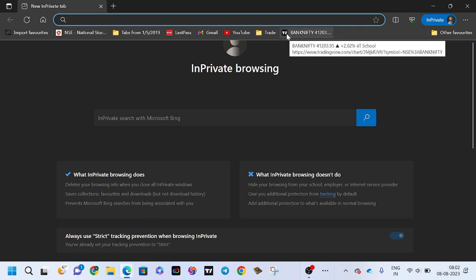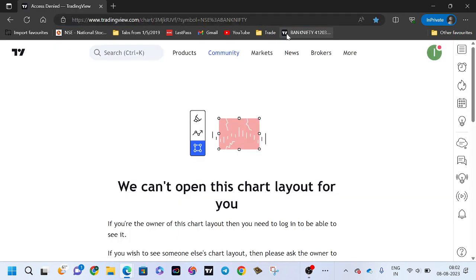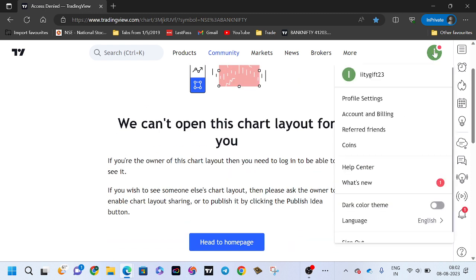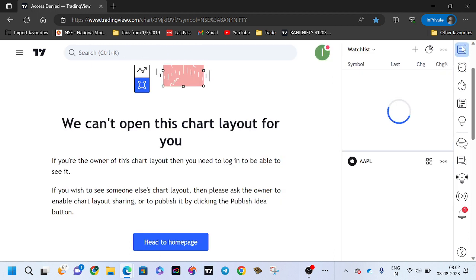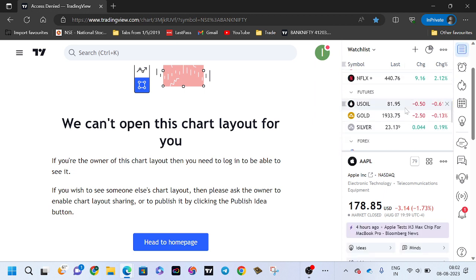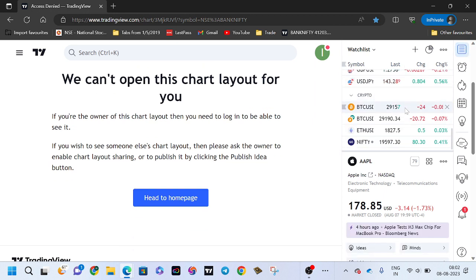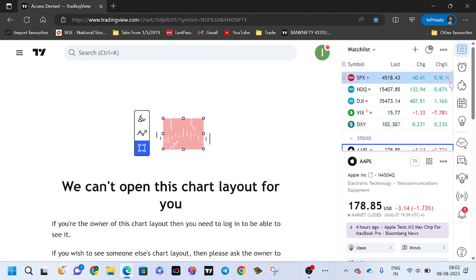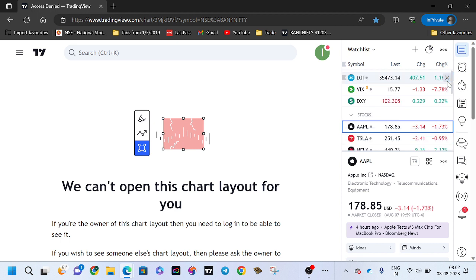After that, go to the login page and enter your username and password. That's all. Now you select any script which you want to trade. Here I can remove everything because this is a new account now.